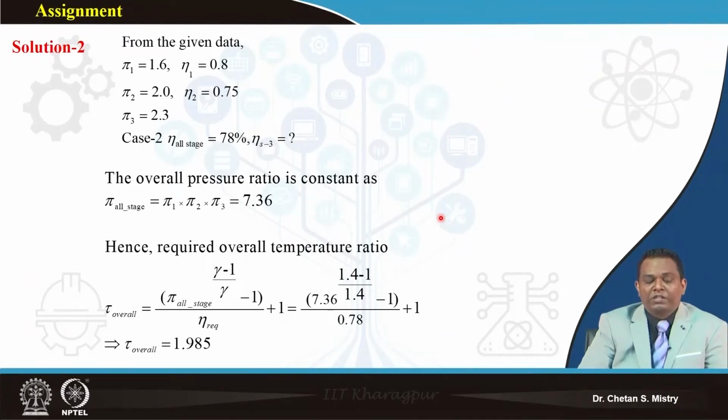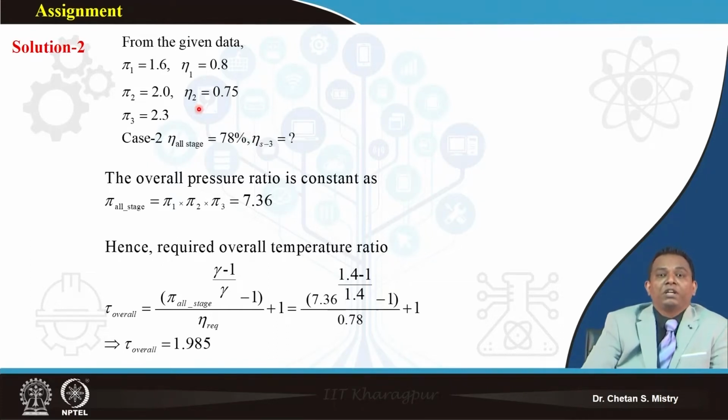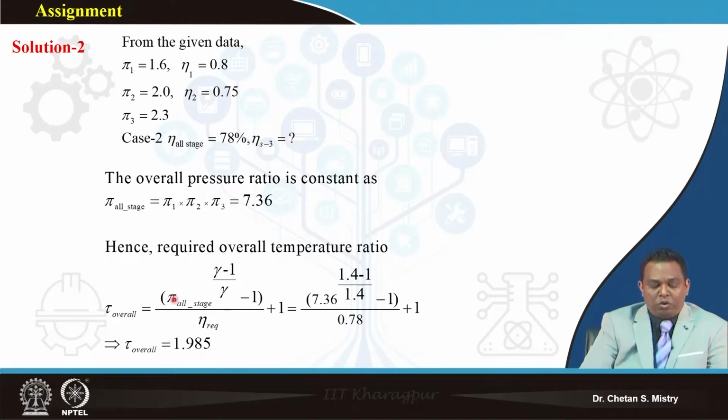Now a very interesting case is case 2. For that case we are given all these numbers, and the pressure ratio for stage 3 is given as 2.3. We know my overall pressure ratio remains the same, 7.36. Based on that I can calculate my overall temperature ratio, and it comes to 1.985.